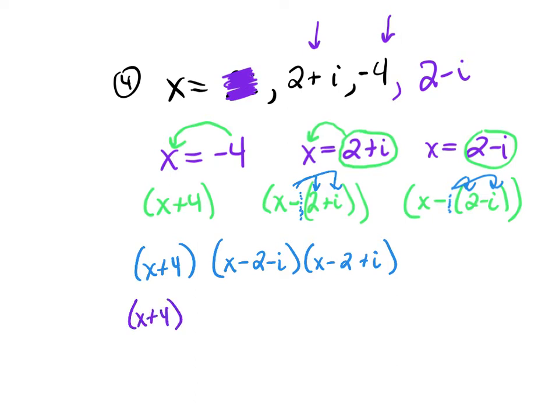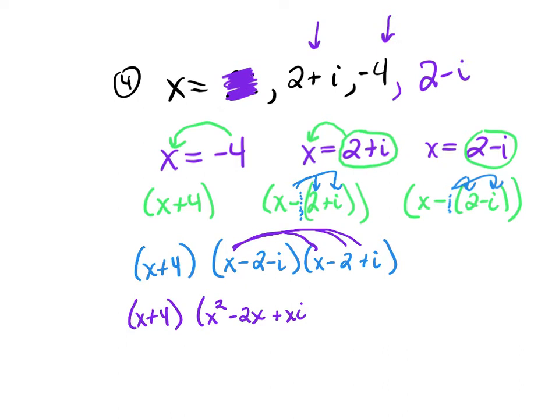So here's x plus 4. It's just going to hang out there. This is just a trinomial times a trinomial. I'm going to do it in 3 different colors so you can see. x times x, x squared. x times negative 2, negative 2x. And x times i is positive xi. Any questions for that one?